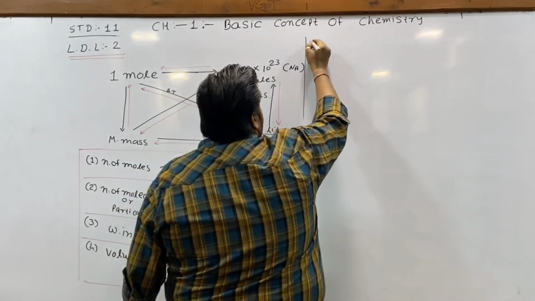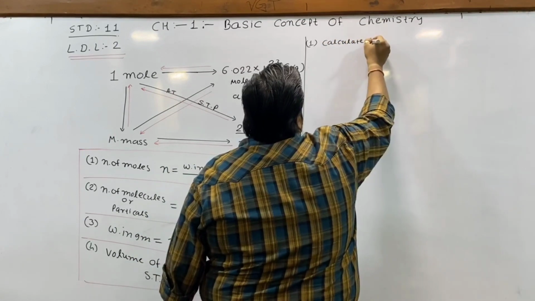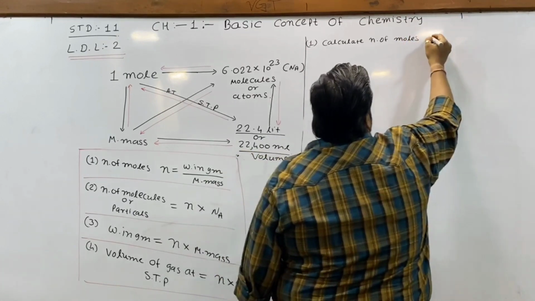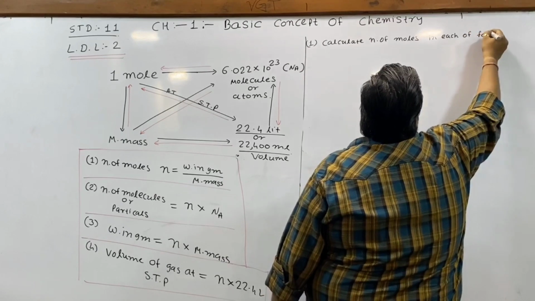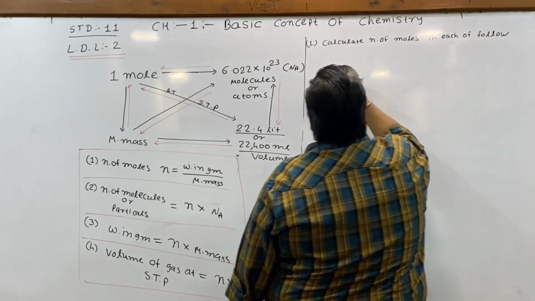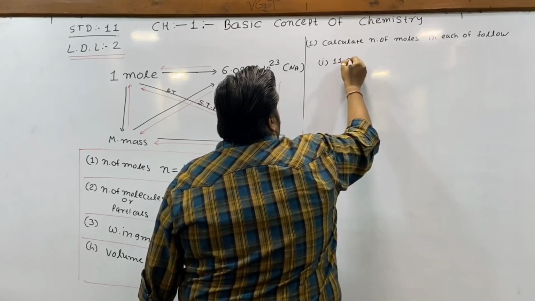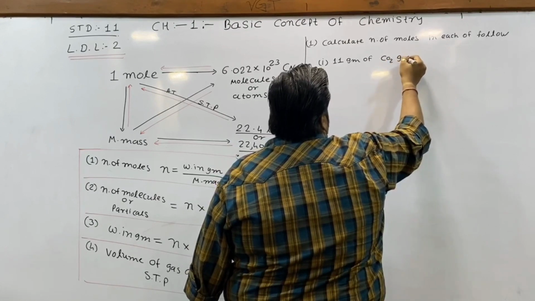Number 1. Calculate the number of moles in each of the following. Number 1. 11 grams of CO2 gas. Okay. Number 2.